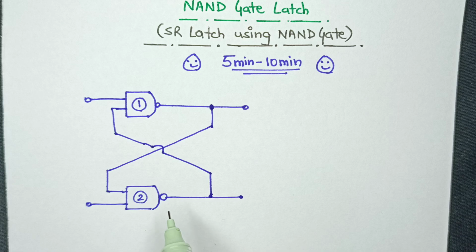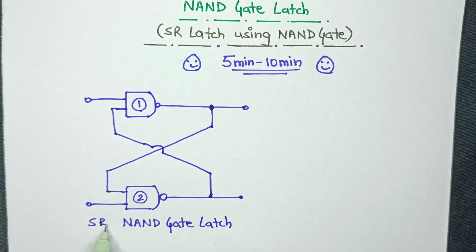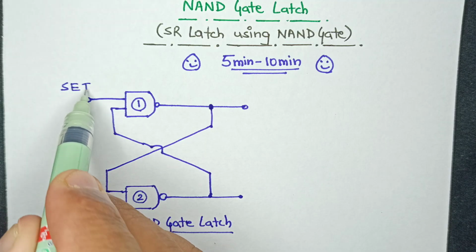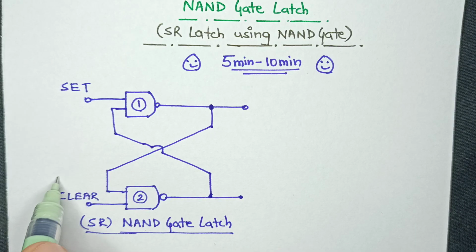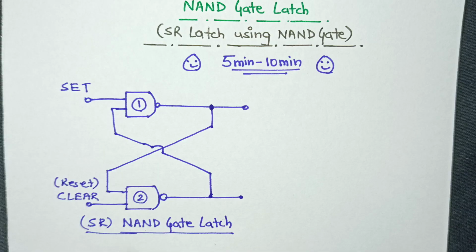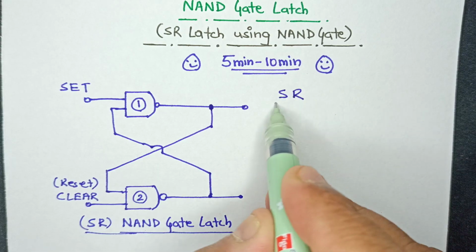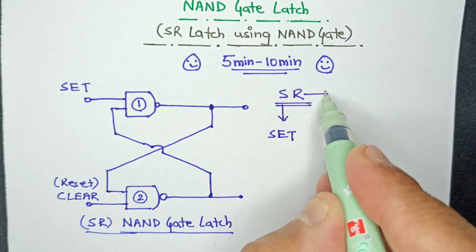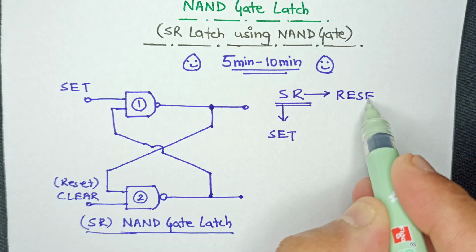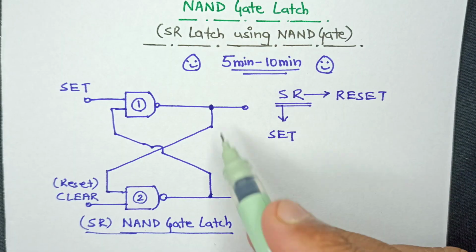So this is a very simple structure of a NAND gate latch, and this is also known as the SR latch. What the SR latch stands for, the full form, we'll see in a moment. One of the inputs here is taken as set, and the second one here is taken as clear. In some cases this is also referred to as reset. So when we talk about the SR latch, S refers to the set condition and R refers to the reset condition of the NAND gate latch. So this in a nutshell is about that.